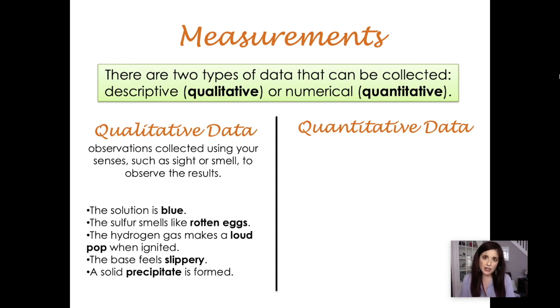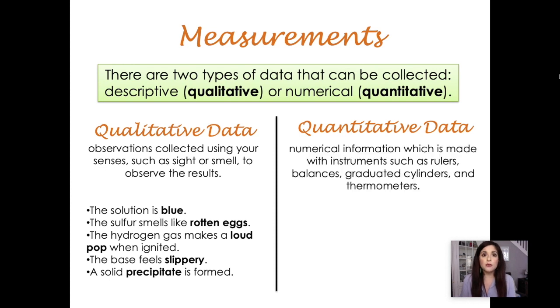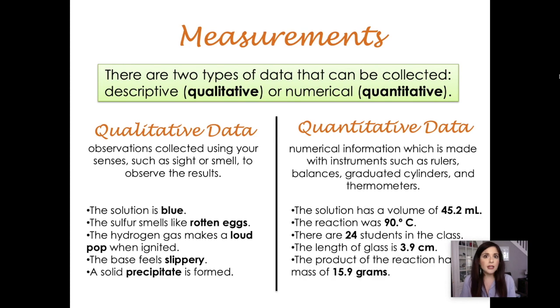Whereas on the other hand, you can collect quantitative data through instruments, and a couple of different instruments that you might use would be graduated cylinders. You might have the scales or the balances, rulers, thermometers. You would collect numerical or quantitative data using those. Again, some examples. The solution has a volume of 45.2 milliliters. You would need to use a graduated cylinder in order to collect that measurement.